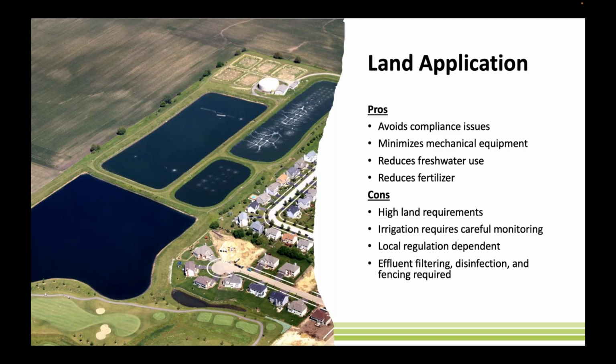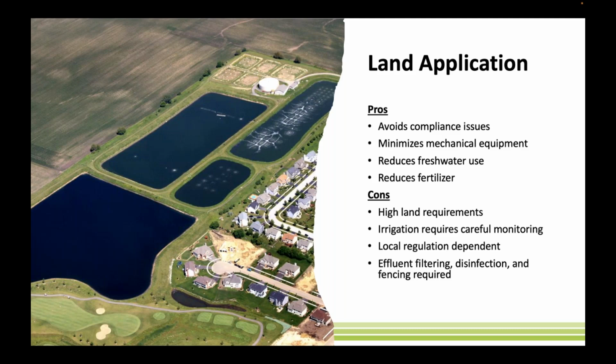Obviously, if we're taking the water that still has phosphorus and some nitrogen in it and land applying it onto a growing crop, that crop is going to use that as fertilizer. The downsides are that it does require a lot of land. You need land to store the water because you can't irrigate 365 days a year typically, and it also requires land to irrigate on. So this can be an issue.